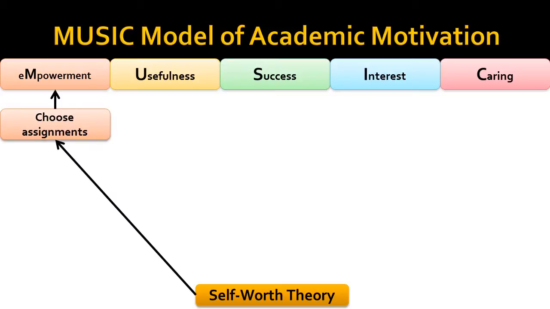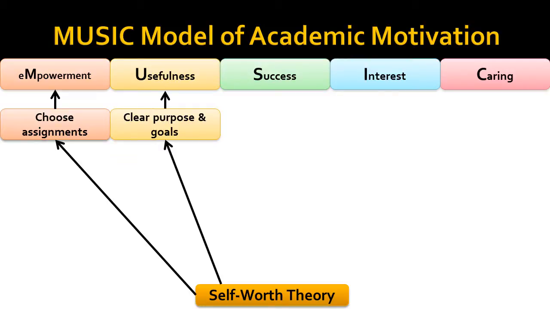One of the implications for self-worth theory was to use grade choice arrangement, where students were able to choose their assignments. Providing choice is consistent with the empowerment strategies in the MUSIC model, because it states that students need to have some control over their actions. One of the main strategies in Covington's problem-based approach to instruction is to be clear about the purpose and goals of the course. Doing so allows students to see the usefulness of the course.